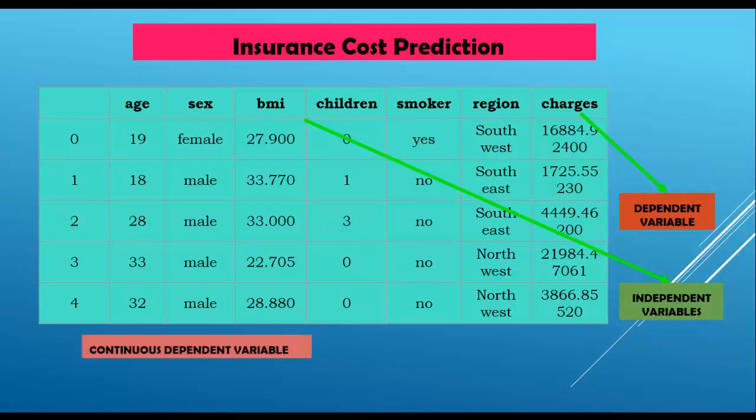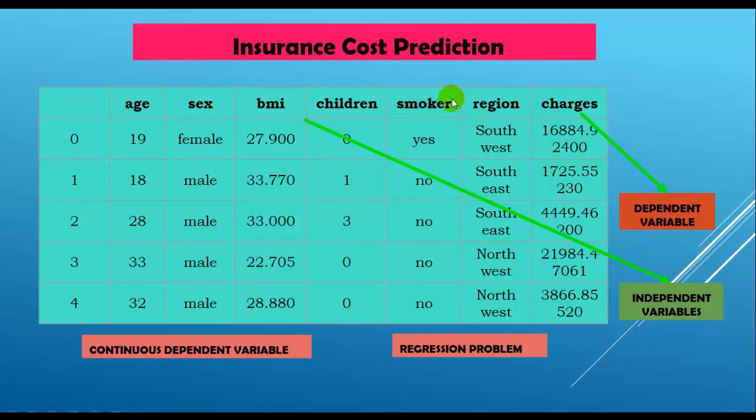As you can see over here, in our dataset, we have a continuous dependent variable, charges. So this is a regression problem. Age, which is age of primary beneficiary. Sex, primary beneficiary's gender. BMI, body mass index. Children, number of children covered by health insurance, means number of dependents.